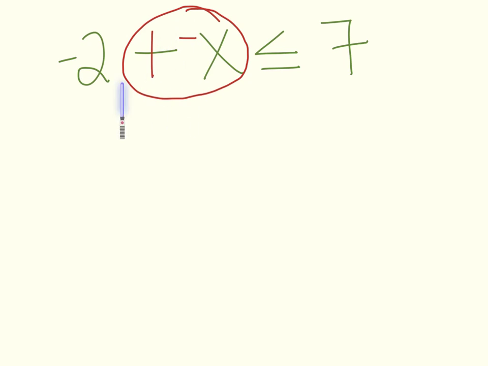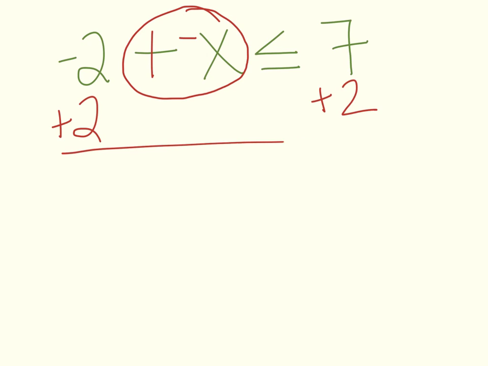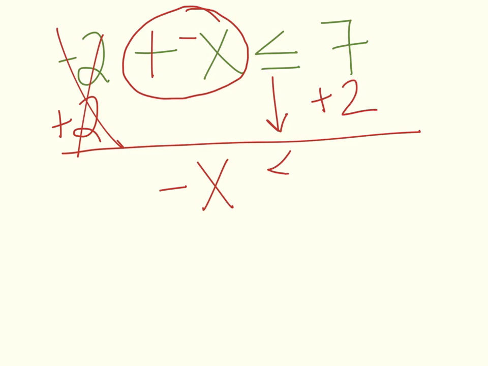Right now what we're worried with is this negative 2. So what is the inverse of subtracting by 2? What's the inverse of negative 2? Adding by 2. What I do on one side, I do to the other. Negative 2 plus 2 is 0, so you can cross that out, and what are you left with? Negative x. So negative x. The inequality stays the same because I haven't divided or multiplied by a negative number. 7 plus 2 is 9.